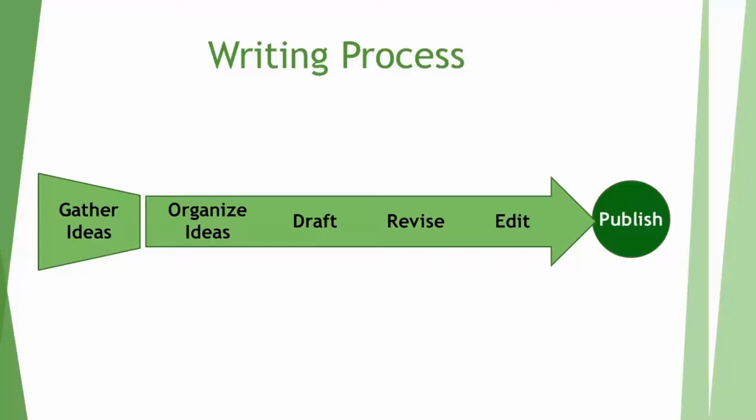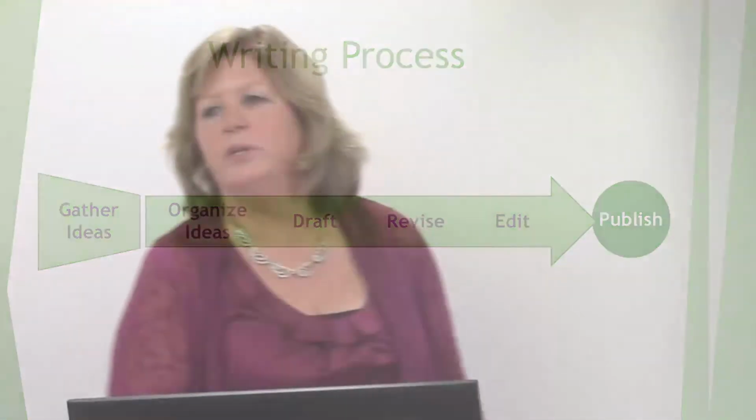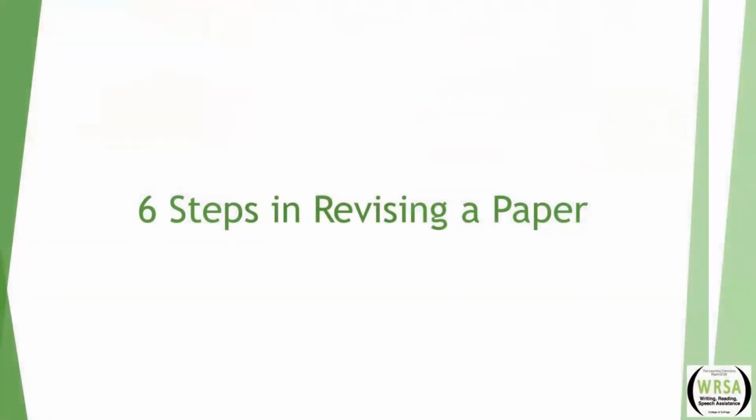But this is the step that comes after you've really got something on paper. You've got some things that you've written. And this is really what makes the difference. While you've got something written, going back and doing that revising is what makes the difference between a C paper and an A paper. So we're going to talk today about 6 steps in revising your paper.